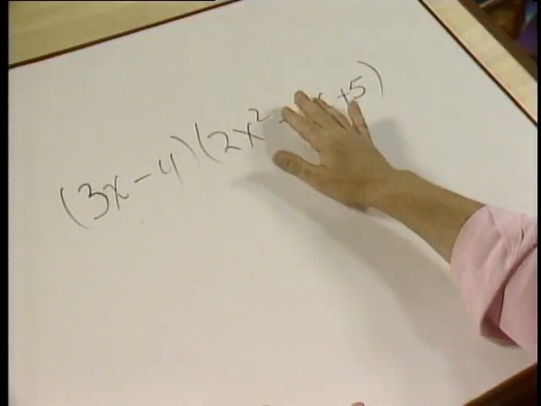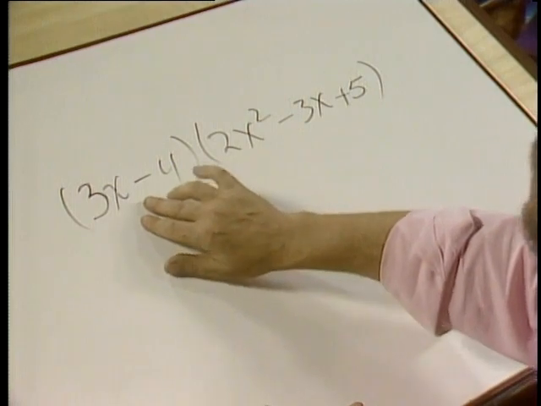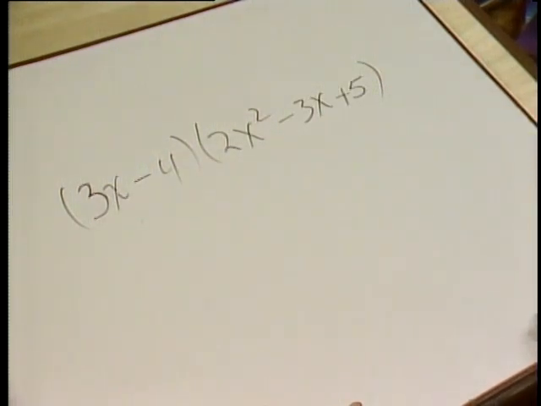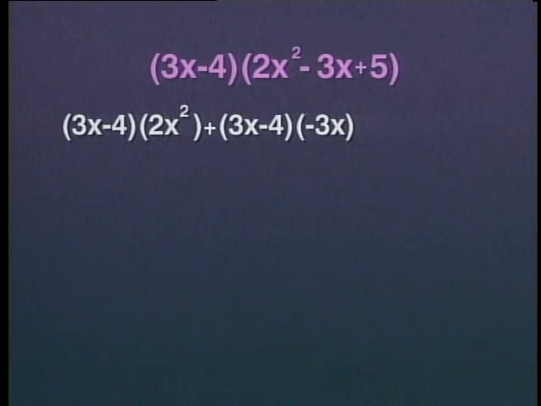The distributive property is also used to multiply polynomials. For example, to find the product of these two expressions, treat the quantity 3x minus 4 as a single expression and distribute it across the trinomial. So that's the quantity 3x minus 4 times 2x squared plus the quantity 3x minus 4 times negative 3x plus the quantity 3x minus 4 times 5. Now, we can use the distributive property again 3 separate times.